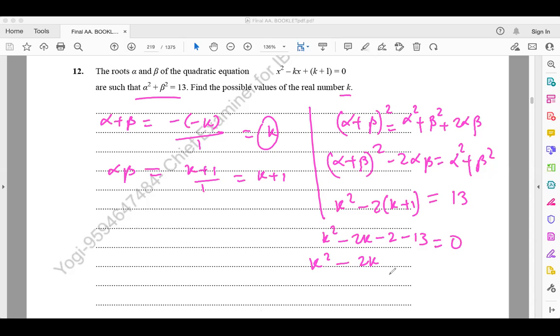So this is minus 2k minus 15 equals 0, and then you can solve for the value of k. So you solve k squared minus 2k minus 15 equals 0. So you get k as positive 5 or k as negative 3.